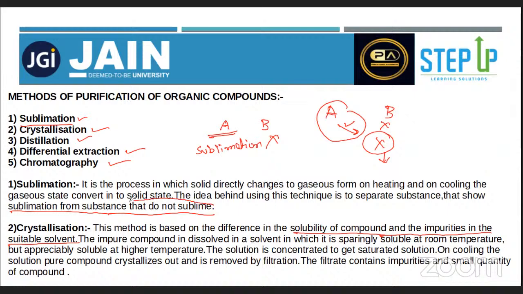So that is the principle I'm telling. Here the principle is the solubility of the compound and impurities in a suitable solvent. Right, so this is the process. The impure compound will be dissolved in the solvent, and it is not fully soluble at room temperature, but once you increase the temperature, it will start getting soluble, until the solution becomes saturated. After that, when you cool it, the pure compound will become crystallized, and you can remove it using filtration.